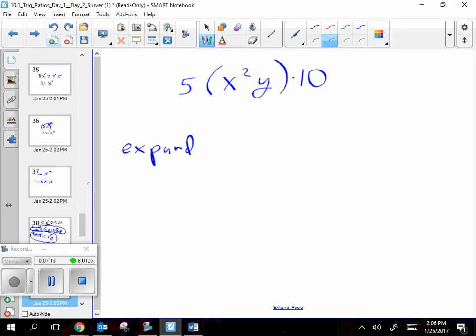Do you get that this is the part that had an exponent, so it needed to get broken up? So you should have said 5 times x times y times 10. Now, if you threw a parenthesis in, you didn't need to. There, that was expanded form.